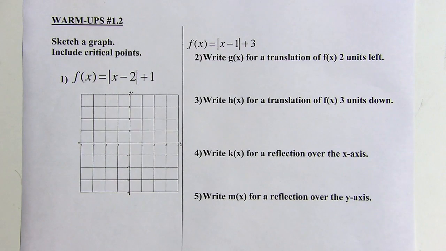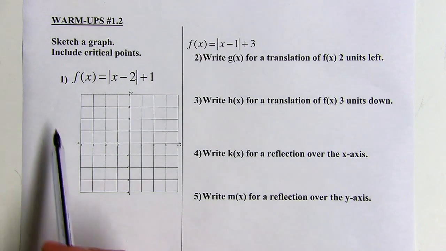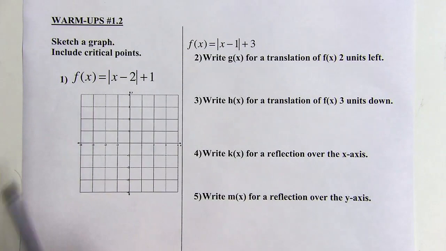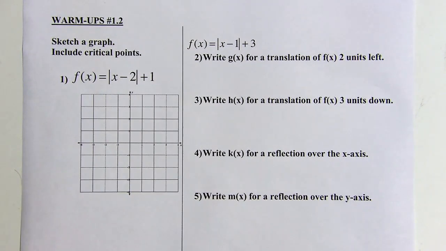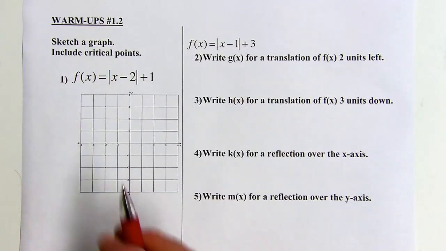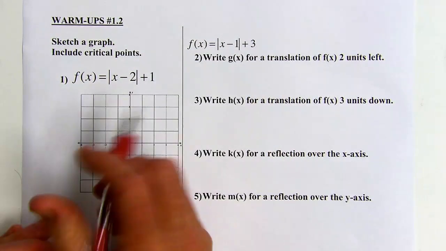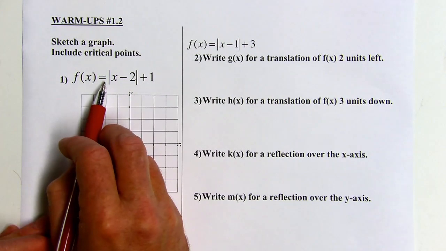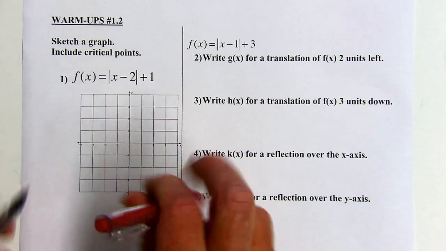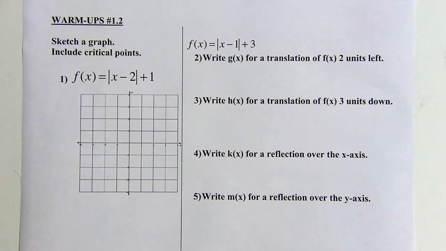Okay, here's warm-up 1.2. I'm going to sketch a graph of this function and include the critical points. So I've got an absolute value function here. It's important to know what an absolute value function will look like. It's going to be a V of some sort, okay? And this particular V is going to open upwards because I don't have a negative in front of the absolute value. If there were a negative in front of the absolute value symbol, then it would be opening downwards. But this one's opening upwards.